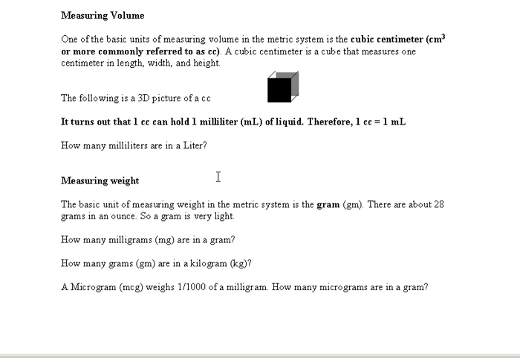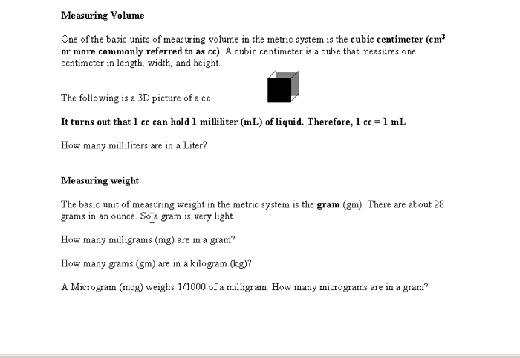milliliter. Well, milli, that has that same sound like millimeter, and there's 1,000 millimeters in a meter. So the question here is how many milliliters are in a liter? Well, milli means 1/1000th. So in other words, there are 1,000 milliliters in a liter. Okay? Let's go to measuring weight here.